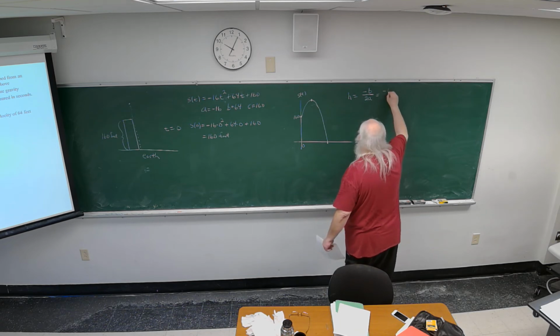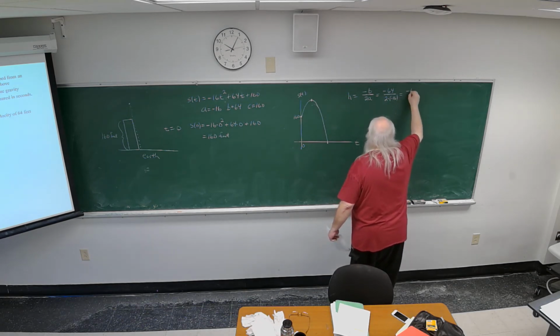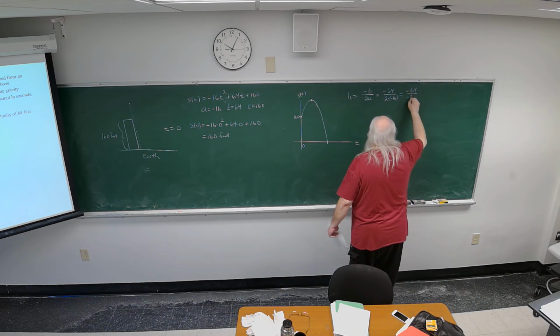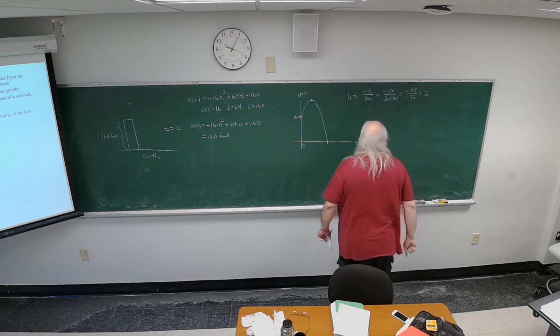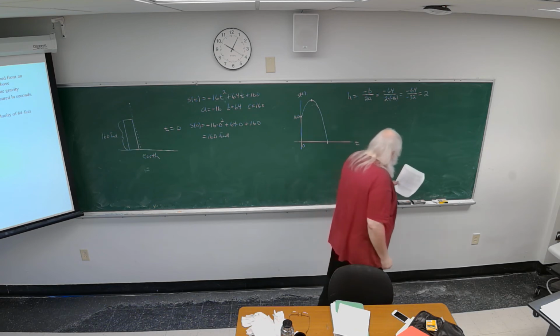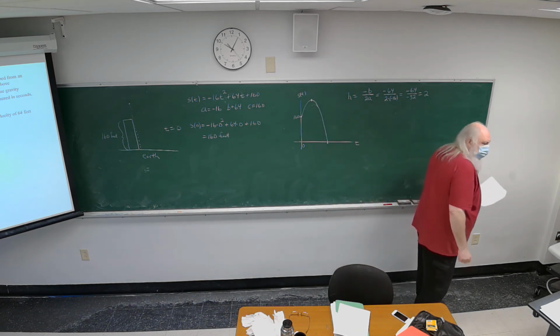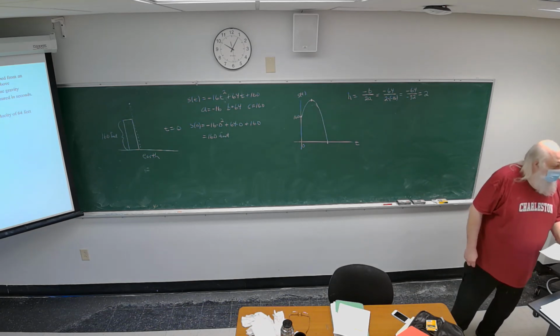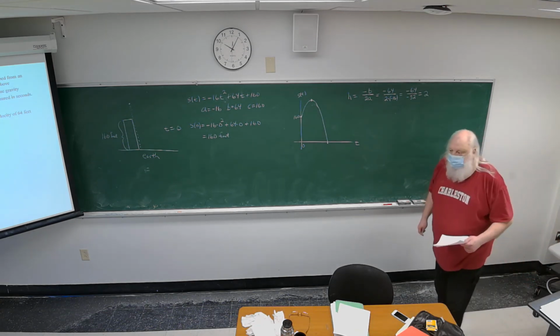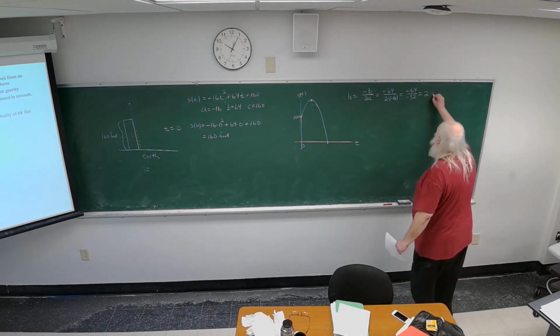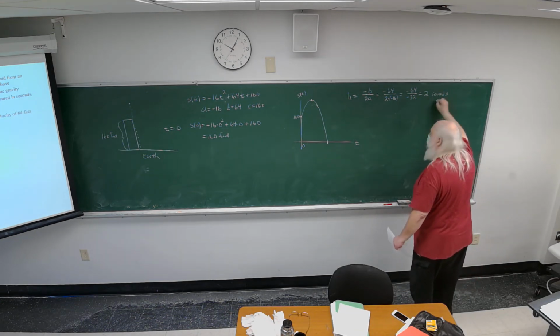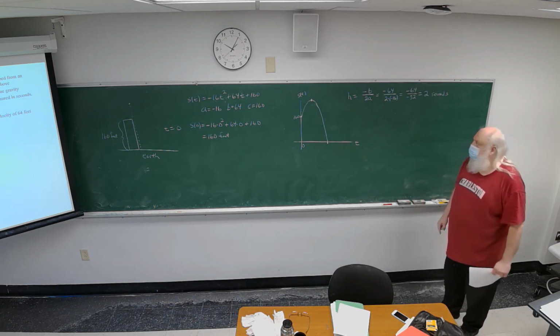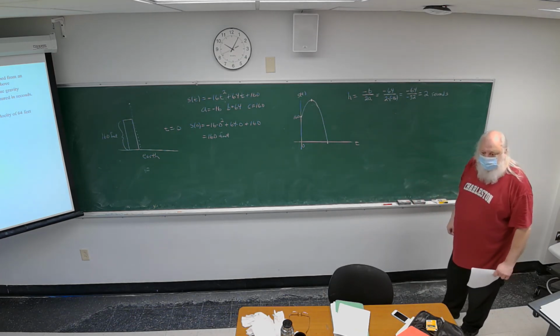Negative B in this case is minus 64, and 2 times A is 2 times minus 16. So we have minus 64 over minus 32, which is equal to 2. 2 what? Time has units. So what's the units for time? Seconds, right? So 2 seconds after you throw the ball up in the air from the top of that building, the ball reaches its maximum height.